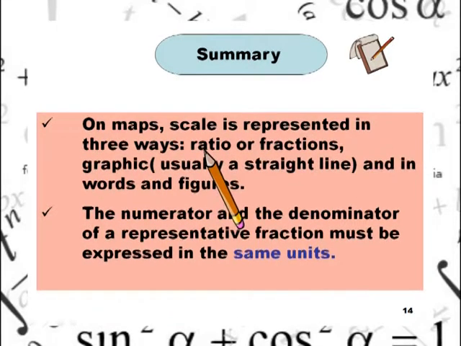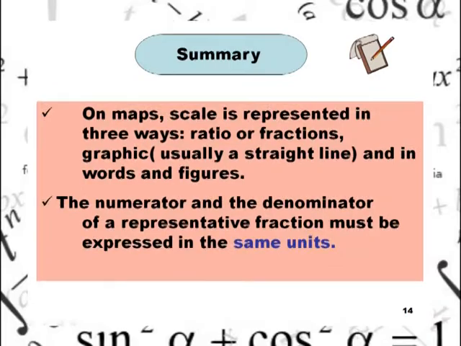Summary. On maps, scale is represented in 3 ways. Ratio or fractions. Graphic, usually a straight line. And in words and figures. The numerator and the denominator of a representative fraction must be expressed in the same units.